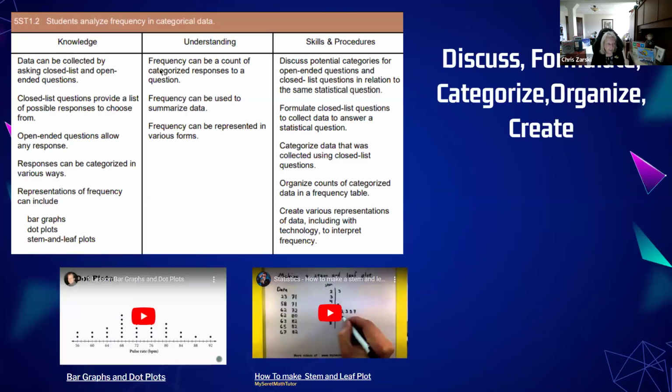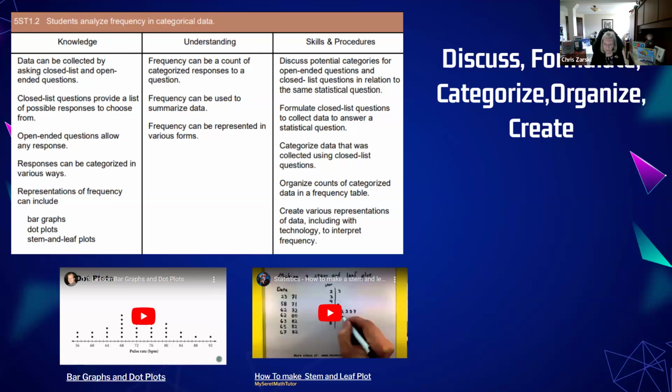We also looked at how the categorized data now has to be represented somehow. So how do I represent that? I could use bar graphs, dot plots, stem and leaf plots. So these stem and leaf plots were new in grade 5, but the bar and dots were not. Or sorry, that might have been grade 4. But these graphs have been used already in primary over time as well, so students would be well versed with them.